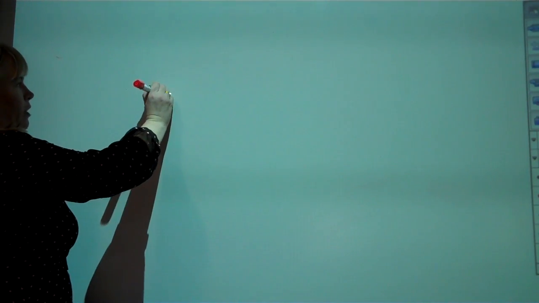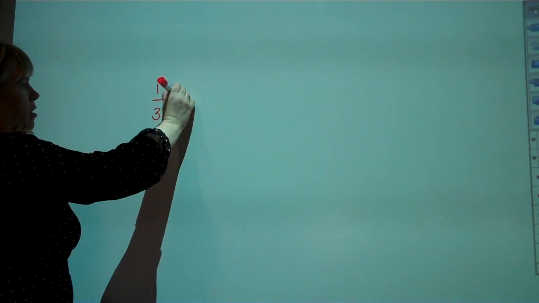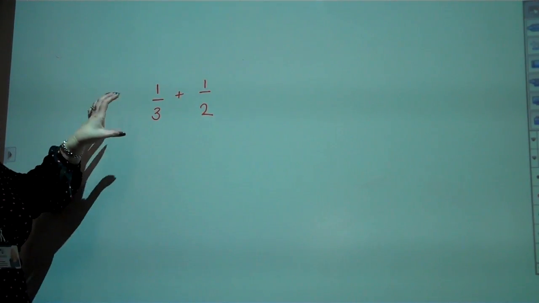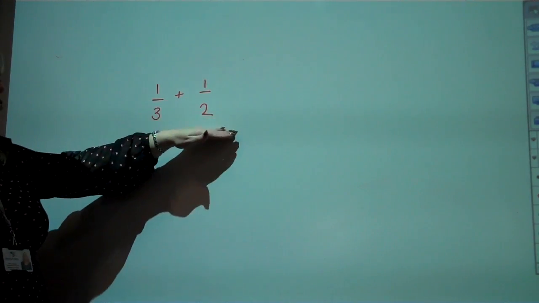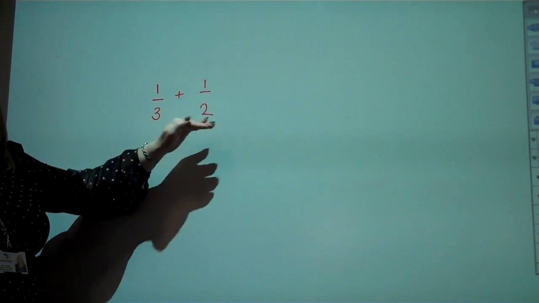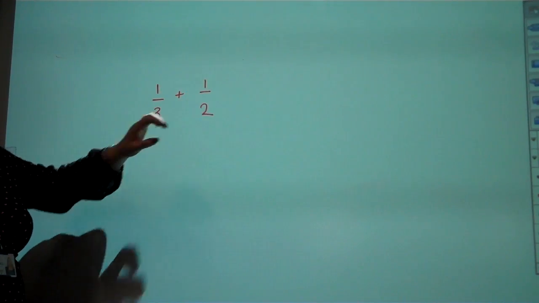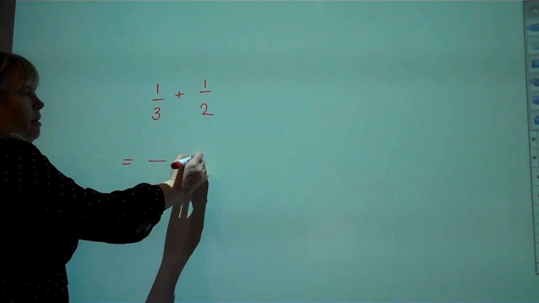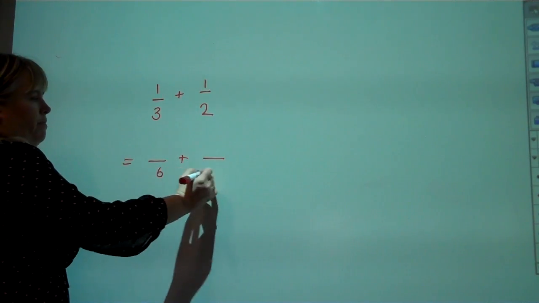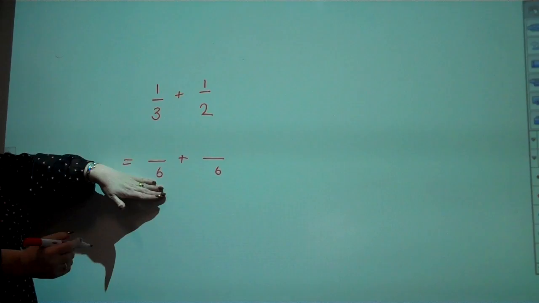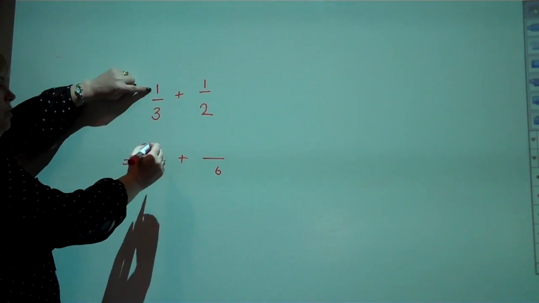Adding vulgar fractions. If you are going to add or subtract a fraction, you have got to have the same number on the bottom. So you're looking for something that 3 goes into, something that 2 goes into. Anybody? 6. They both go into 6. What have you multiplied 3 by to get to 6? 2. So you do the same on the top.